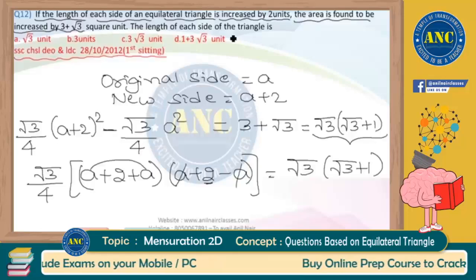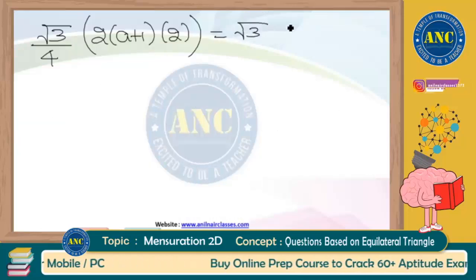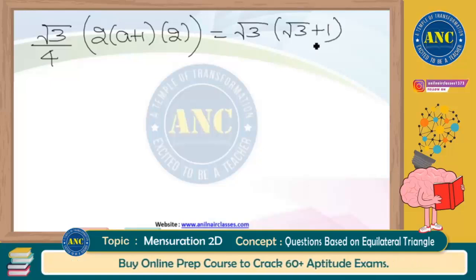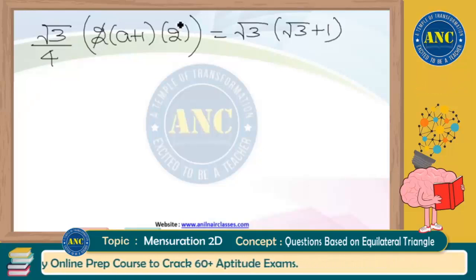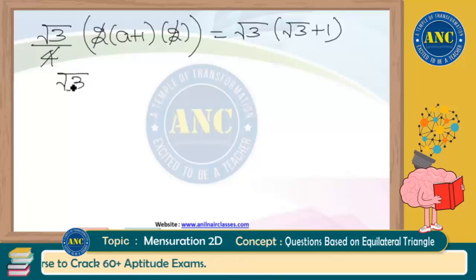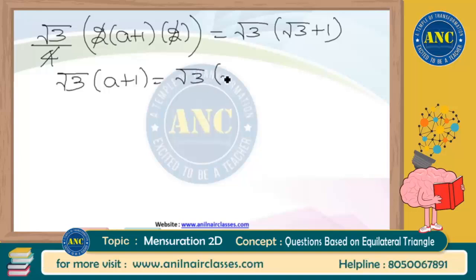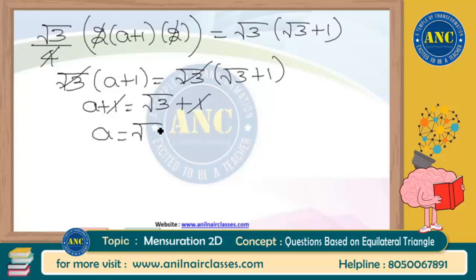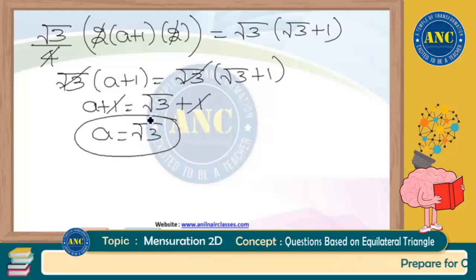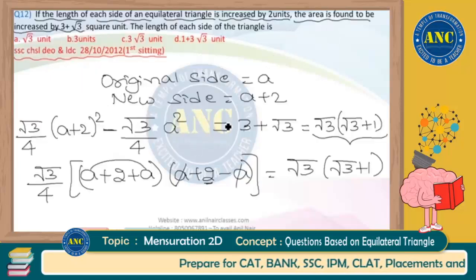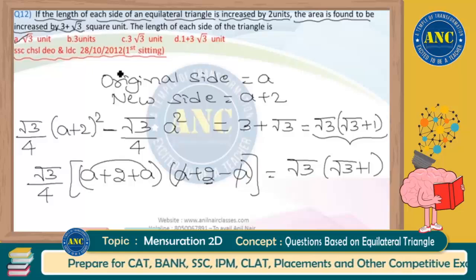Right hand side is how much? It is root 3 times of (root 3 plus 1), right? So 2 into 2 is 4, is cancelled with 4. So root 3 times of (a plus 1) is equal to root 3 times of (root 3 plus 1). So this is cancelled again. So a plus 1 is equal to root 3 plus 1. 1 cancels again. A value is root 3, and that side value is only what is asked for you people. What is the length of the side? Answer for this question is root 3 unit, which is nothing but my option A.